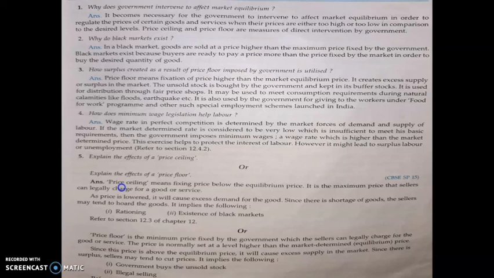Okay. So these are the important questions in the 4th chapter. So students, you have to study these questions very well. Prepare for your final examination.